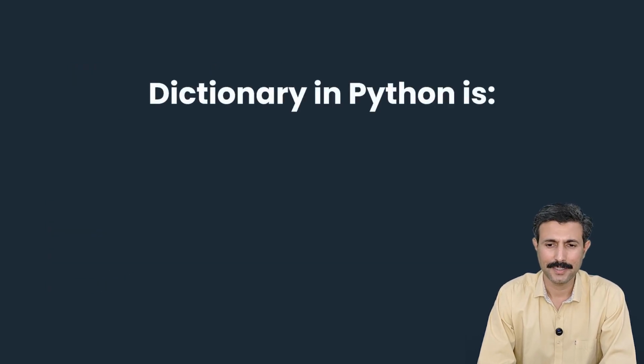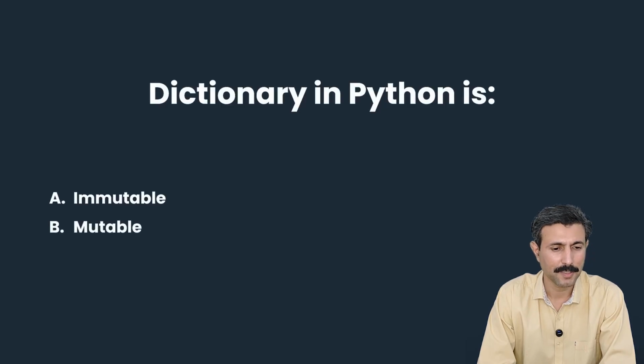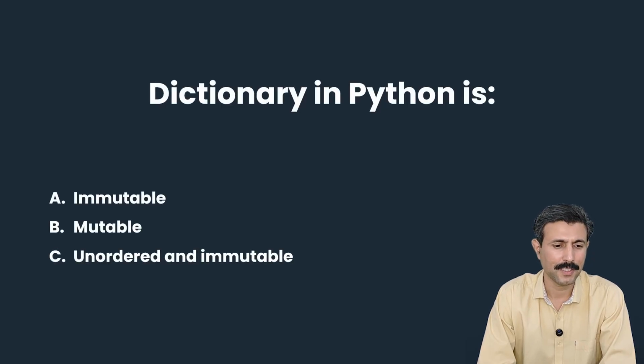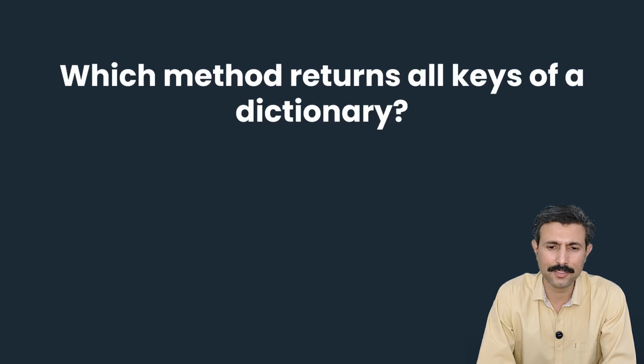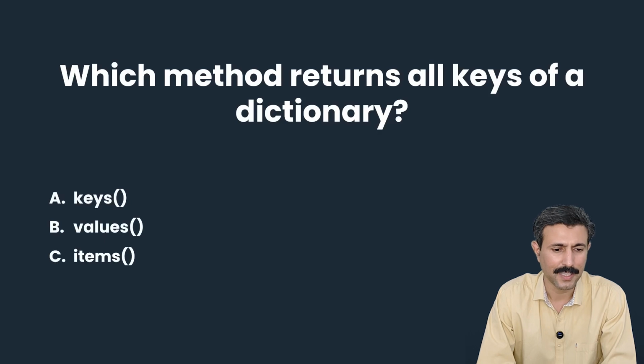A dictionary in Python is A, immutable. B, mutable. C, unordered and mutable. And D, numeric. I think it is very easy to answer, right? So write the answer quickly and then we'll jump to the next one. Which method returns all keys of a dictionary? A, keys. B, values. C, items, and D, pairs.